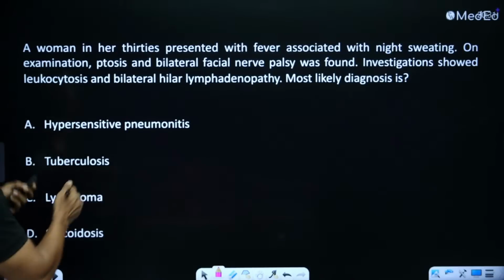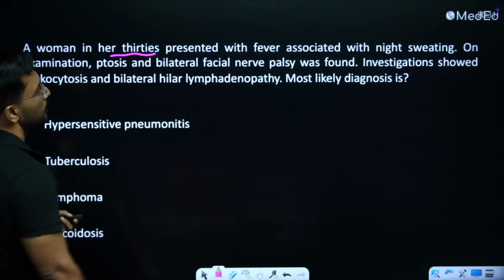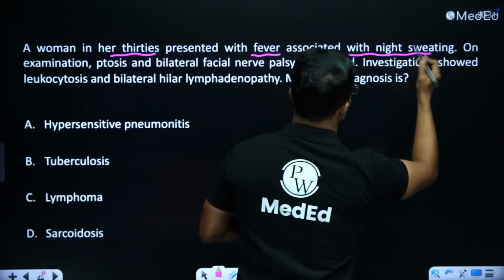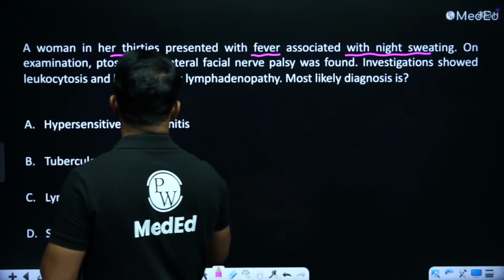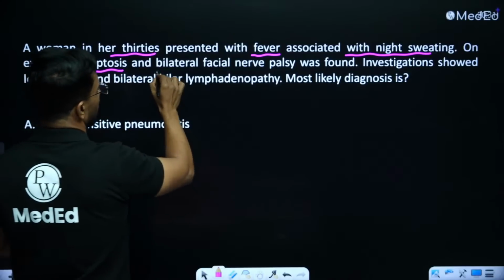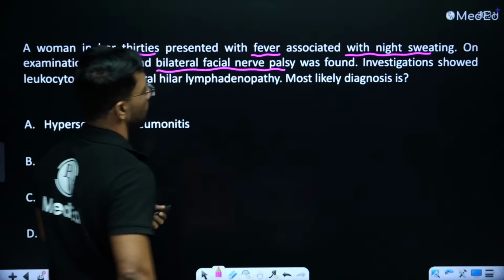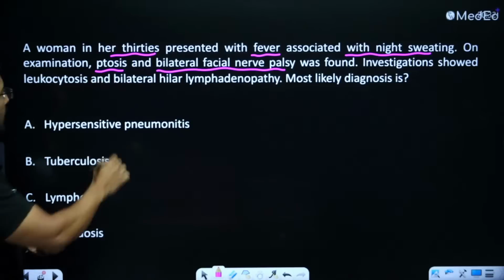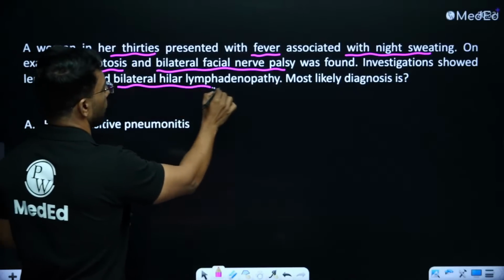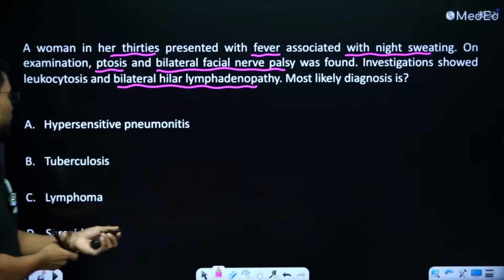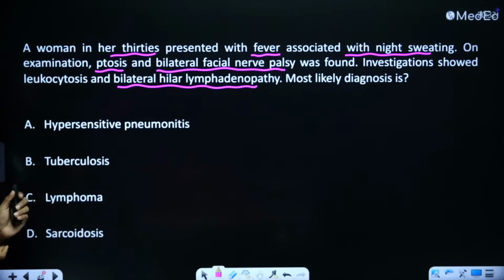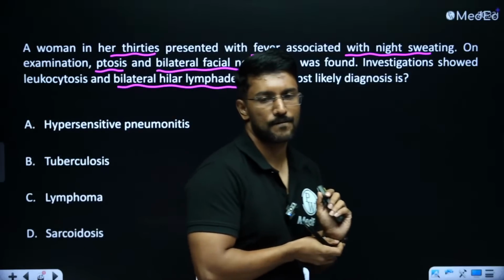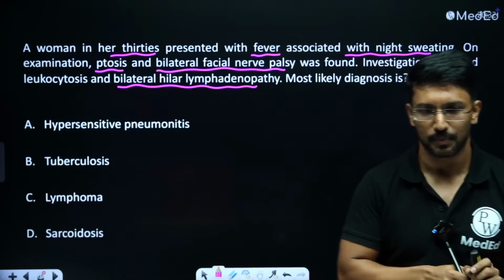A woman in her 30s presented with fever associated with night sweats. On examination, ptosis and bilateral facial nerve palsy was found. Investigation showed leukocytosis and bilateral hilar lymphadenopathy. What is the most likely diagnosis? What do you think should be the diagnosis here?